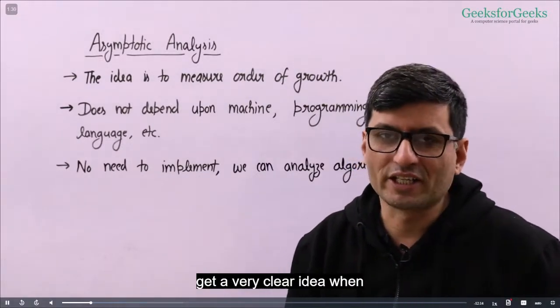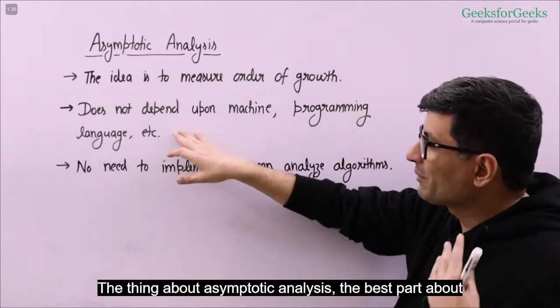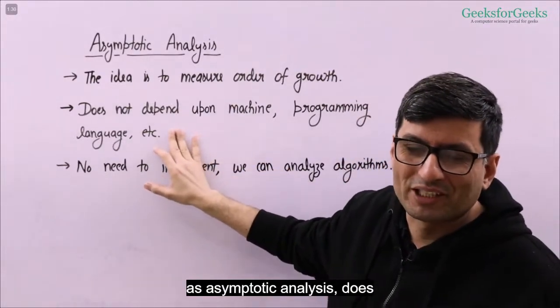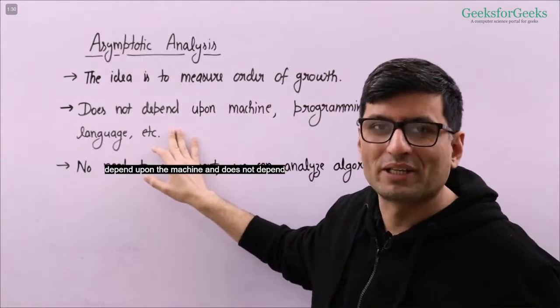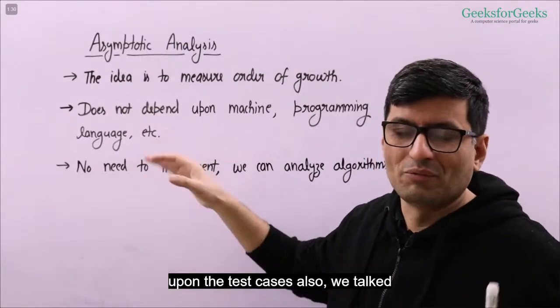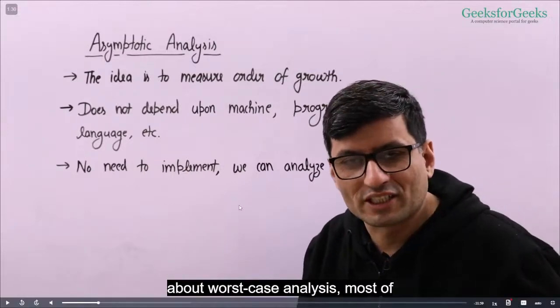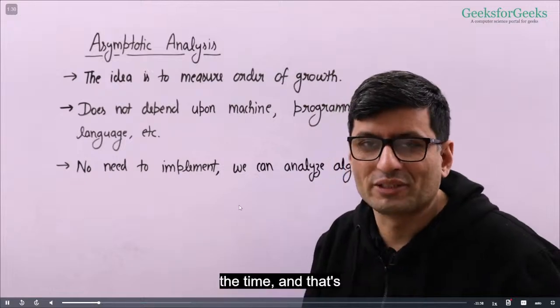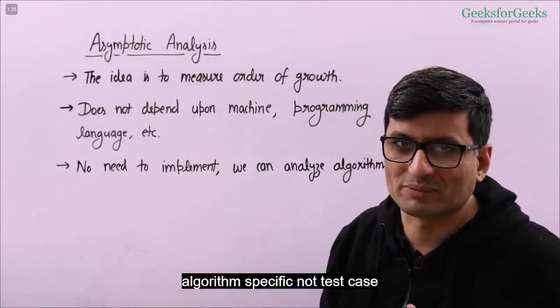We'll get a very clear idea when we do some examples. The best part about asymptotic analysis is it does not depend upon the programming language, does not depend upon the machine, and does not depend upon the test cases also. We talk about worst case analysis most of the time, and that's algorithm specific, not test case specific.